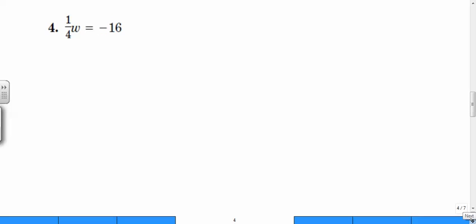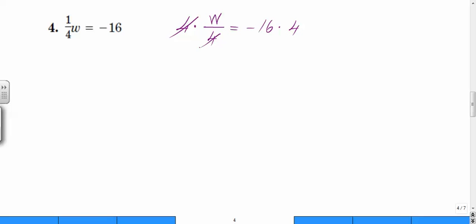You are good. Problem number 4, 1/4 w equals negative 16, right? If you don't see that here, you can rewrite this equation as w over 4 equals negative 16. Because your w is divided by 4, you will undo that by doing the inverse operation of division, which is multiplication. You multiply by the same number, your denominator, which is 4, and you multiply the other side by 4 also.